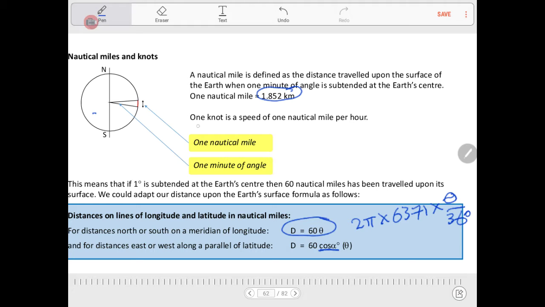There's a note here about speed in nautical miles, knots. So 1 knot is a speed of 1 nautical mile per hour. Now, what is a nautical mile? Well, if you were to trace out 1 minute of angle at the centre of the Earth, 1 minute, not 1 degree, so a very small angle, the arc that you would travel on at the surface of the Earth is 1 nautical mile.